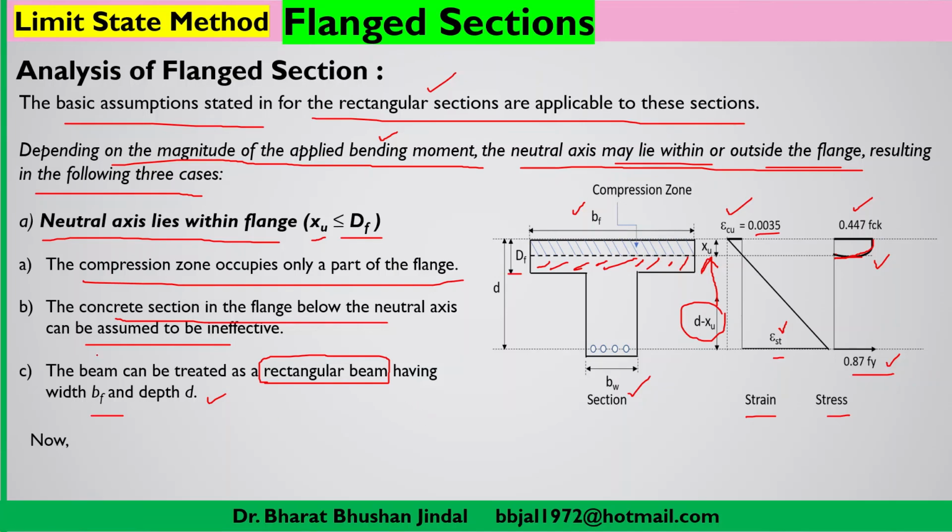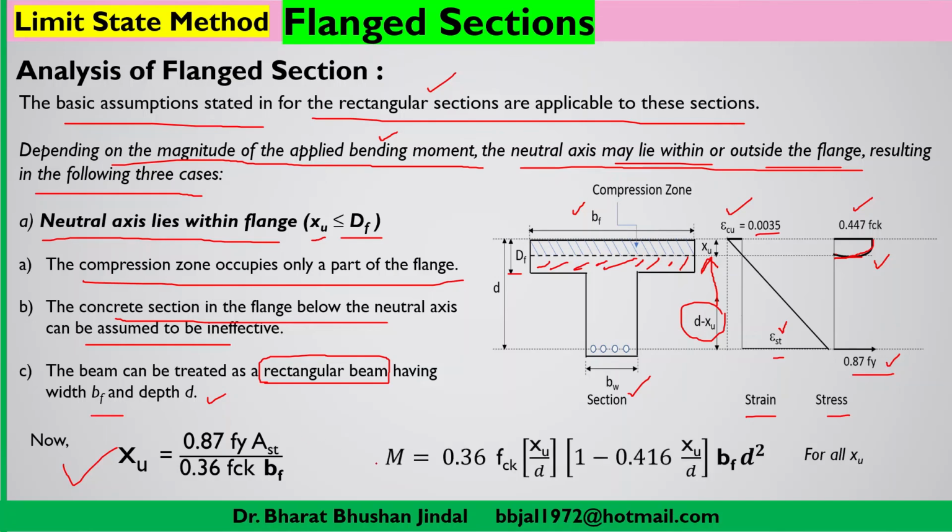So based on this information which we have discussed so far, you can easily calculate the depth of the neutral axis as we have done in the case of a rectangular beam, and accordingly you can find out the moment of resistance of this section if the depth of the neutral axis is lesser than the depth of the flange. So this formula you can apply to get the moment of resistance of this T-beam section when the neutral axis lies within the flange.